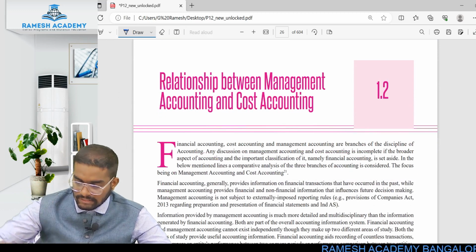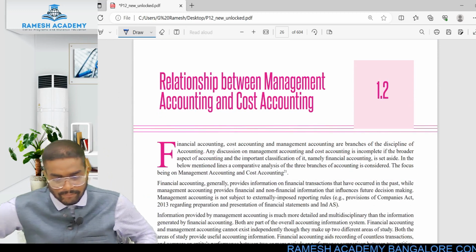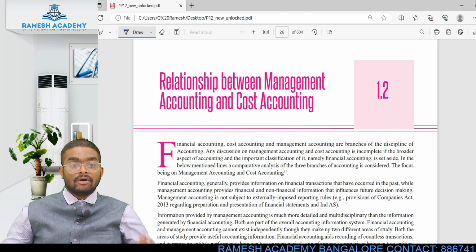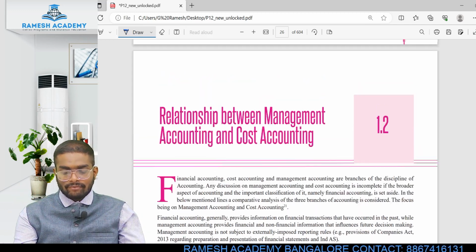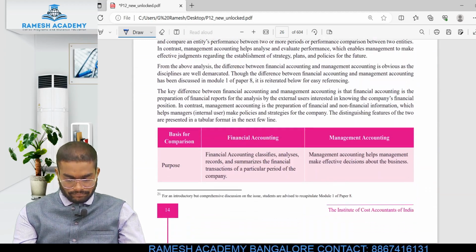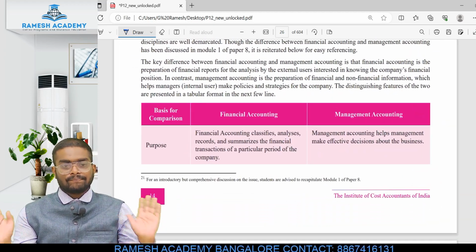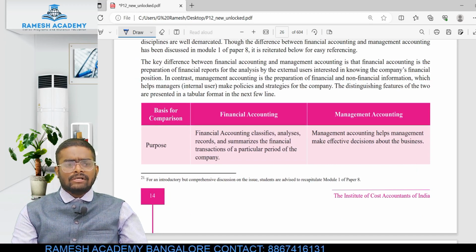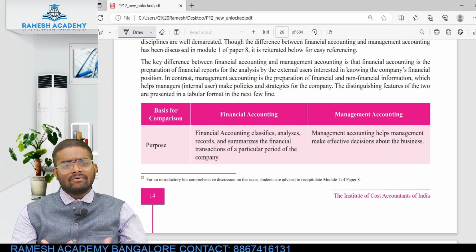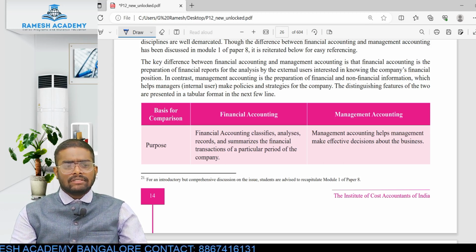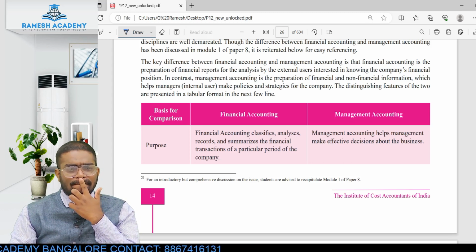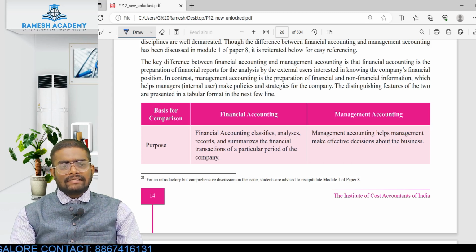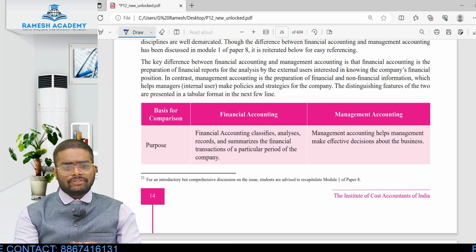Next we have the relationship between management accounting and cost accounting, and management accounting and financial accounting. What is the relationship between these? That we have to understand. First we'll take financial accounting and management accounting. What is financial accounting actually concerned about? Is it concerned about decision making? No, right? Is it concerned about the company? But it is like a static job.